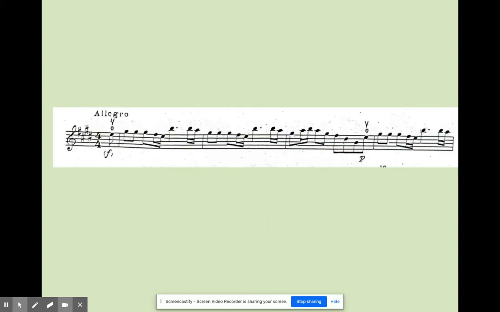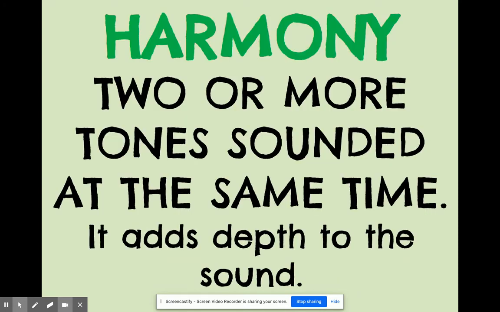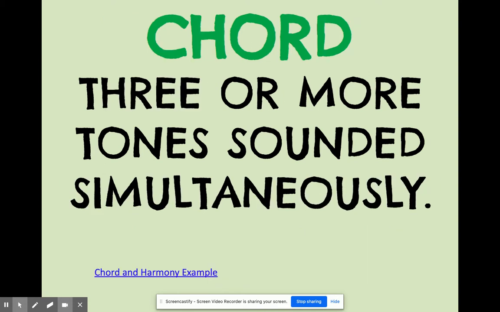Here's an example. You just see one note after another creates a melody. It can be as simple as 2 or 3 notes. It's technically a melody. It's not a very good one, but it's still a melody by definition. Now, harmony is when 2 or more tones are sounded at the exact same time. So somebody could be playing a B, and then somebody could be singing a G. Any 2 notes sounded at the same time gives the sound more depth.